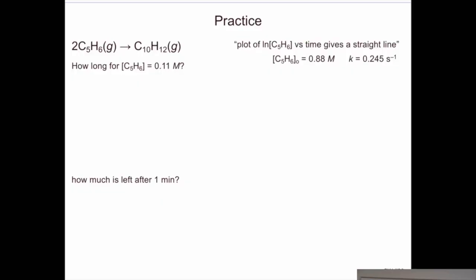All right, so here is another integrated rate law problem. You're given the reaction. Here's the question: how long for the concentration of this reactant to equal 0.11 molar? You're given the initial concentration of 0.88 molar, and you're given the rate constant, and you are told that when you plot the natural logarithm of its concentration versus time, you get a straight line. Really what it should say is you get a straight line with a negative slope.